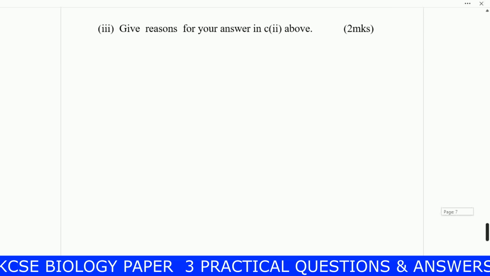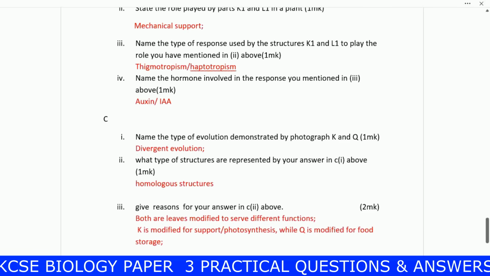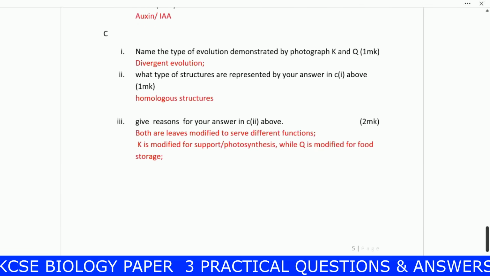Give a reason for your answer in C2 above. What reason do we have for that? Both are leaves modified to serve different functions. K is modified for support or for photosynthesis, while Q is modified for food storage.